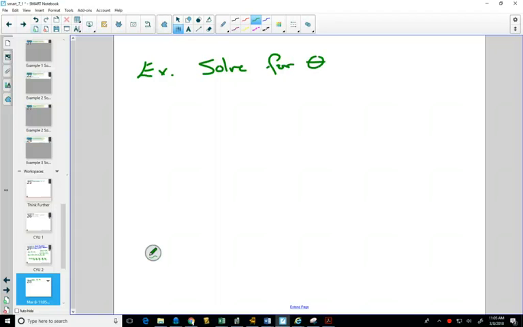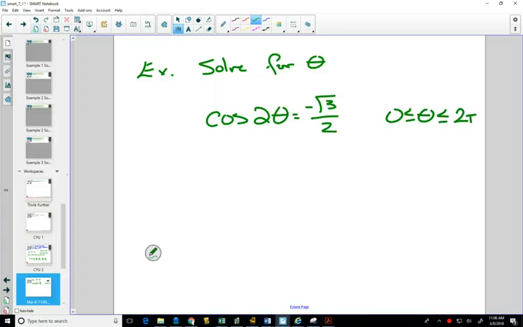Solve for theta. Cos 2 theta is equal to negative root 3 over 2, and we want to solve this for theta between 0 and 2 pi. So again, we can recognize a multi-revolution question whenever we're solving and there's 2 theta or 3 theta inside of sine or cos.